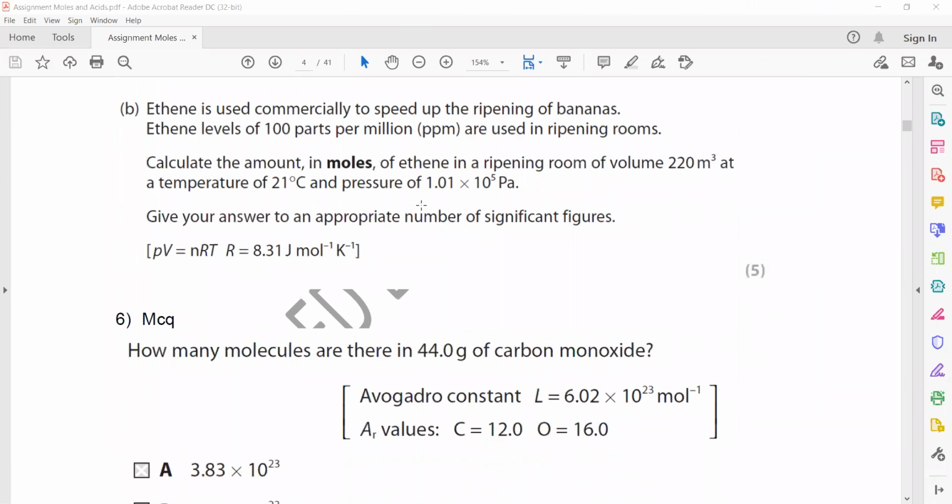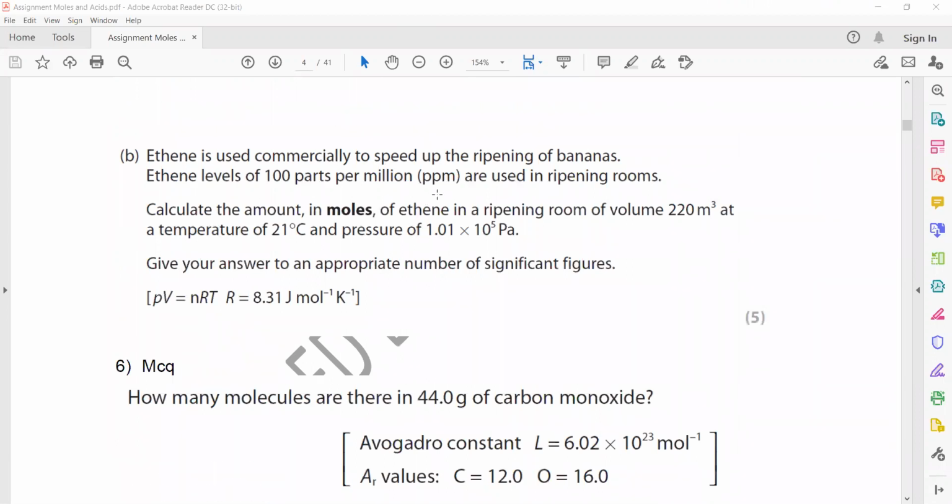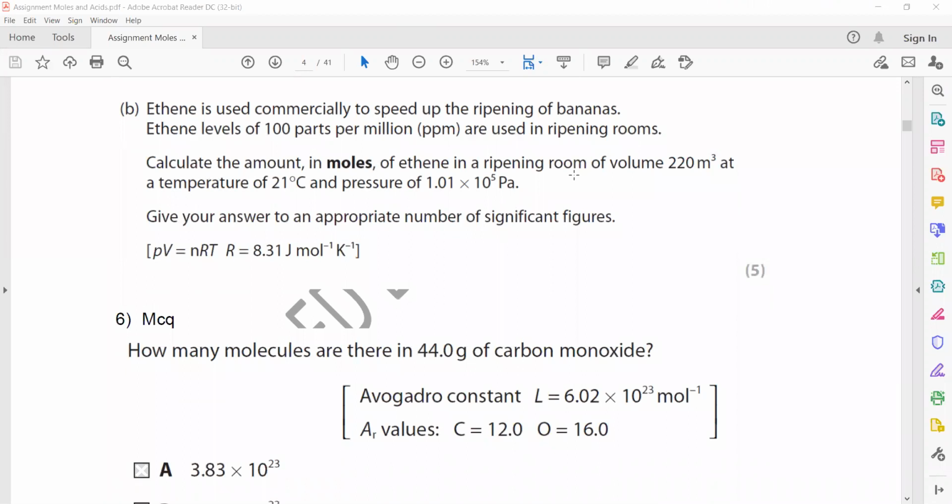In the next part, ethene is used commercially to speed up the ripening of bananas. An ethene level of 100 parts per million is used in a ripening room. Calculate the amount in moles of ethene in a ripening room with a volume of 220 meter cube. The temperature is 21 degrees centigrade and the pressure is 1.01 times 10 to the power 5.